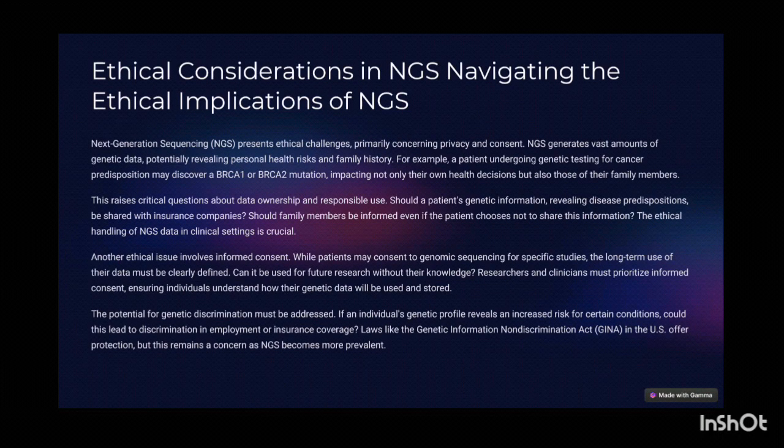So this raises important questions like how do we ensure that this data is used responsibly? Who owns the genetic information in a clinical setting? The ethical handling of next generation sequencing data is very crucial. If a patient's genetic information reveals a predisposition to a disease, should this information be shared with insurance companies, or should family members be notified even if the patient chooses not to share this information with them?